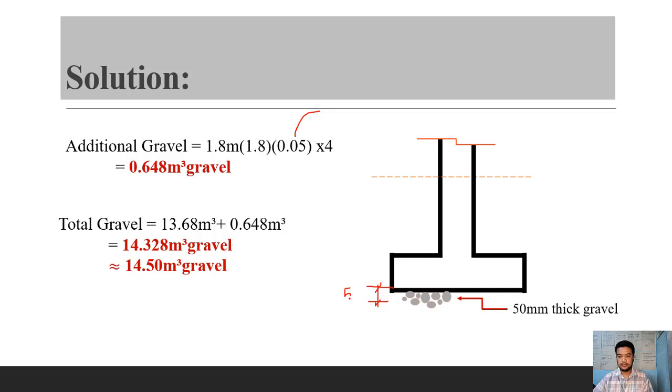That is how thick it is, 50 millimeters, measured from top to bottom. Therefore, we should also compute this additional gravel. So 50 millimeters times 1.8 times 1.8, that will be an additional 0.648 cubic meters of gravel. And you will just add that up to the total gravel that you have estimated a while ago. So that is how you can estimate the materials that you need to prepare to make a specified amount of concrete.